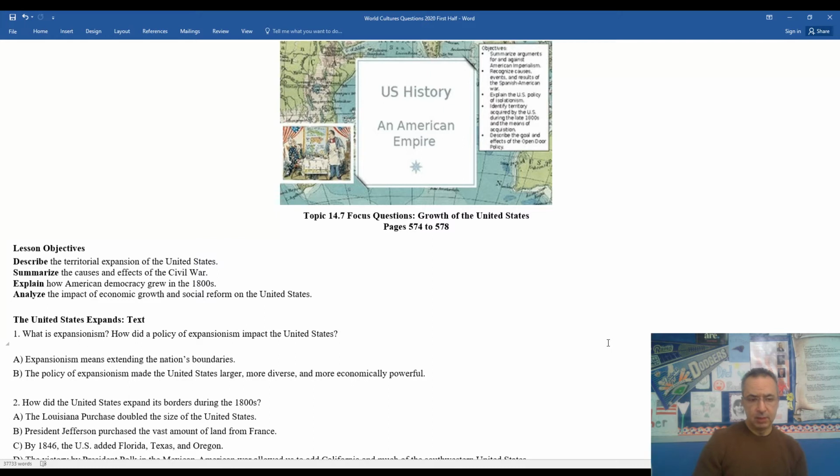The objectives for this particular section: we'll look at the territorial expansion of the United States. We'll look at the causes and effects of the Civil War and see how American democracy grew in the 1800s, and analyze the impact of economic growth and social reform on the United States.